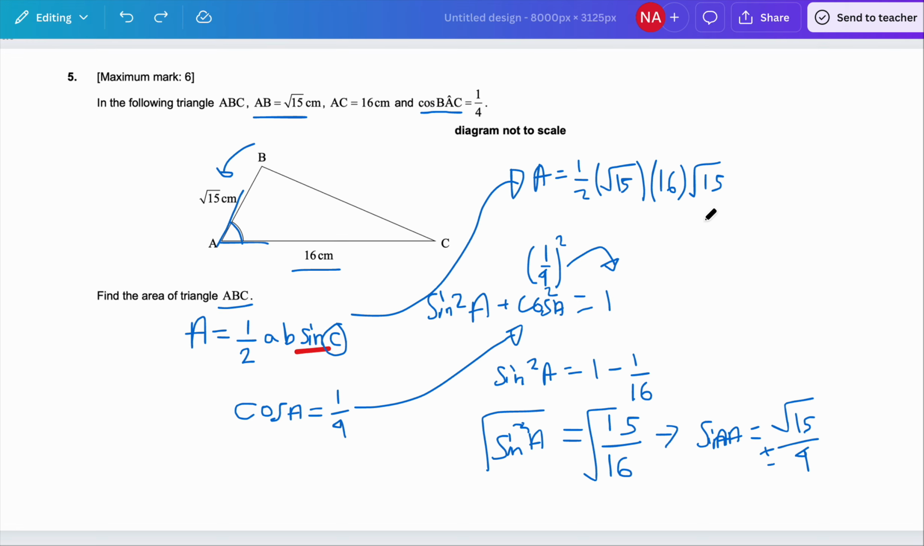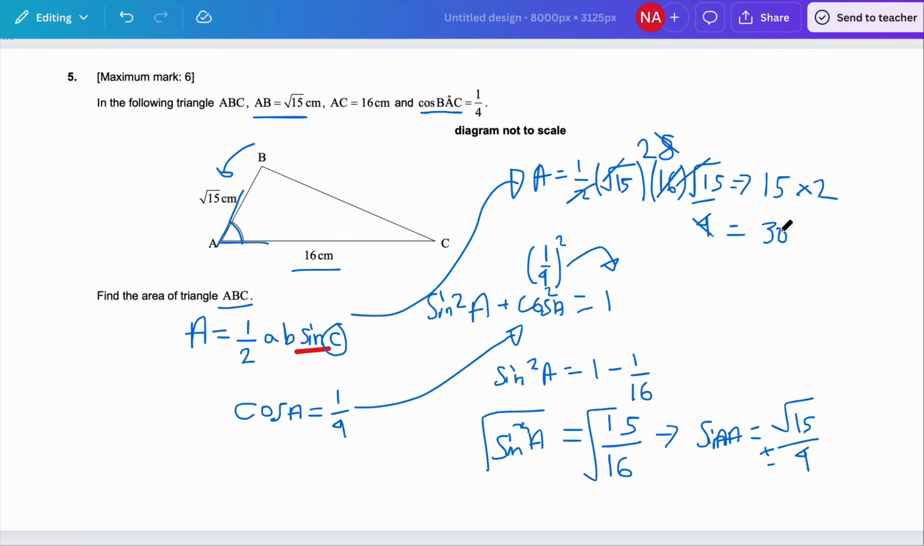So 15 over 4, which 16 and 2 can go down to 8. 8 and 4 can go down to 2. Root 15 times root 15, those roots can cancel and get to 15. I know it may look complicated, but it's not really. So we end up getting 15 times 2, which is 30.